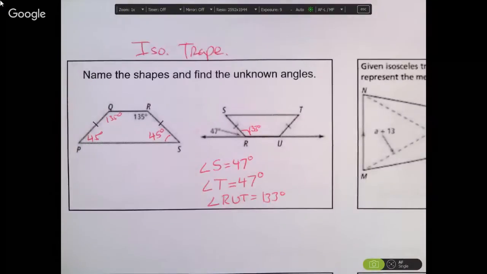Any questions on those? Again, when in doubt, draw something off to the side and kind of ask yourself, why is that working?